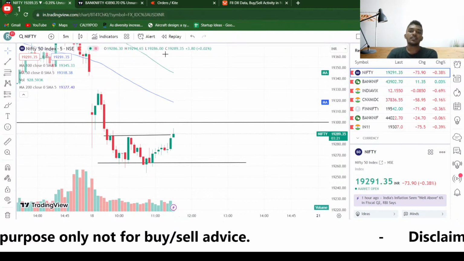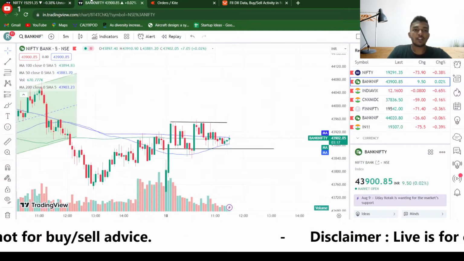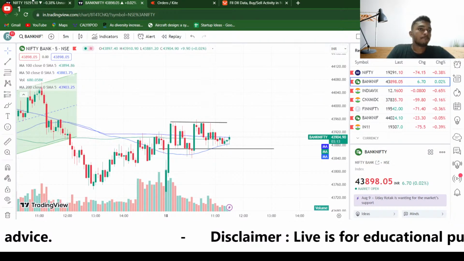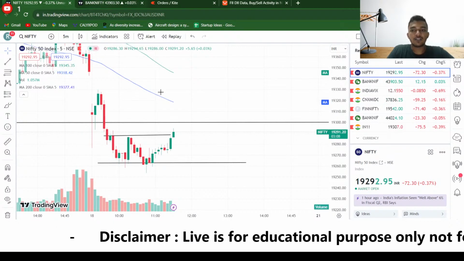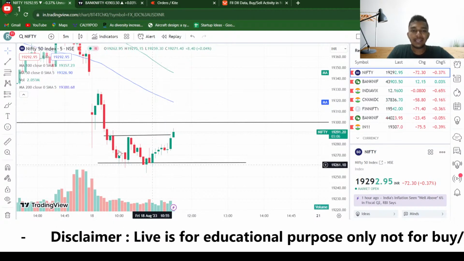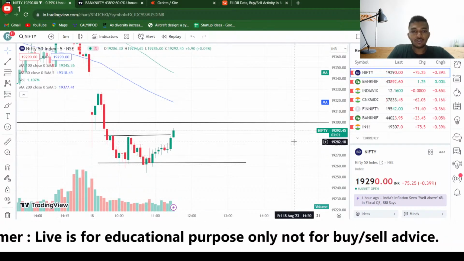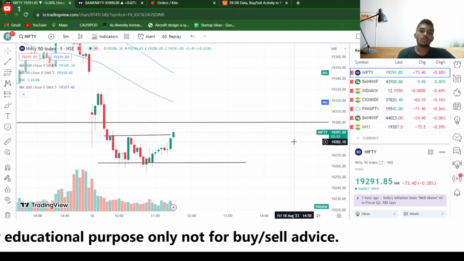But the thing is that it may face resistance at the 19,300 level if it doesn't break. If Bank Nifty also doesn't support a breakout momentum for Nifty, then Nifty can face resistance at 19,300. So Nifty has been consolidating and was not able to breach 19,260 levels. So that was the reason that it is trying to show a reversal.